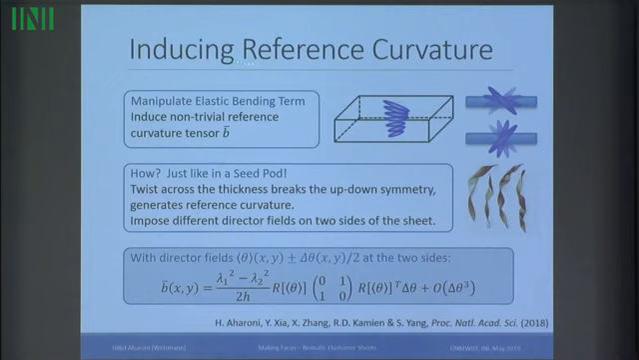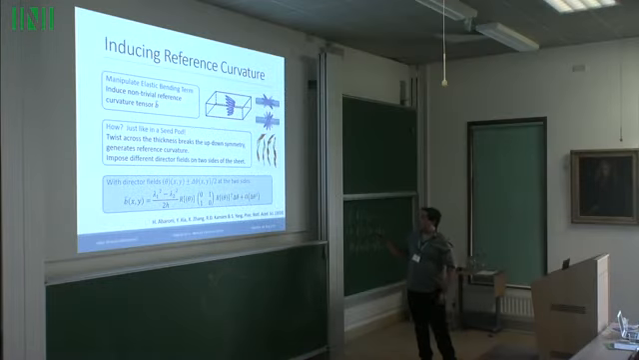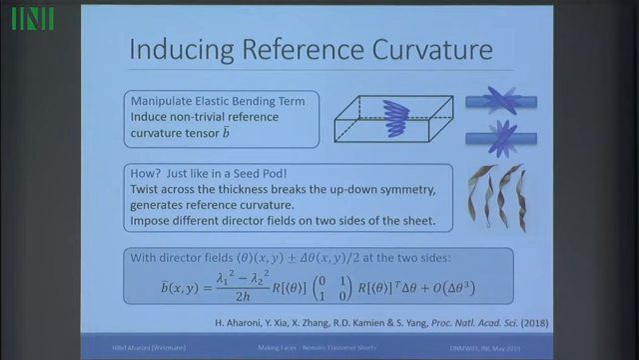And the way to do it is to still have a planar director field, but have it twist a little bit from the top and across the thickness of the sheet, from top to bottom. This is actually the exact same mechanism used by the seed pod to twist. The arrangement of cells on the outside of the pod and the inside of the pod is not the same. This is why the pod curves and twists. So we can use the exact same mechanism to create extrinsic curvatures on the sheet. This breaks the up-down symmetry and allows extrinsic curvatures.